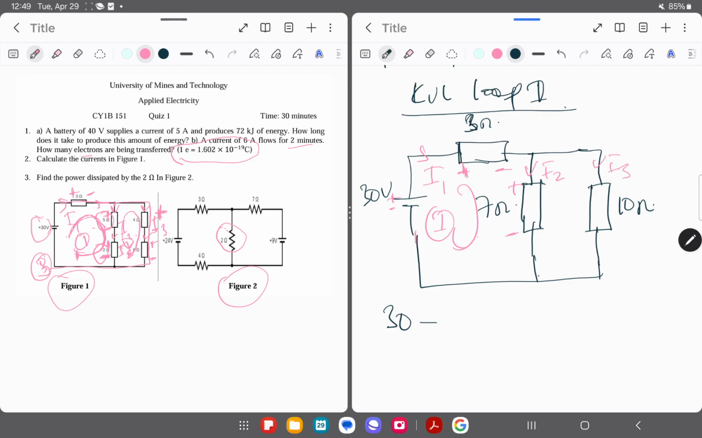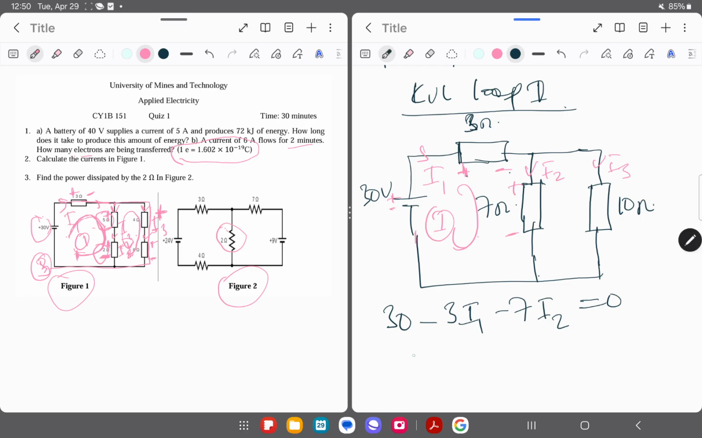Here will be a drop, since we go from plus to minus, so that will be a drop. So I have 3I1. Here too, you can see we are going clockwise for this loop 1. Here we have a drop, so we have minus 7I2. Then we come back to the same point, so now we have 0.